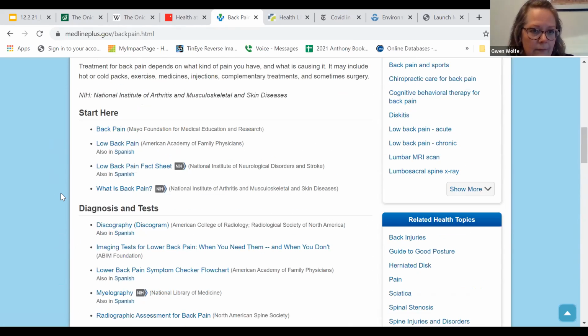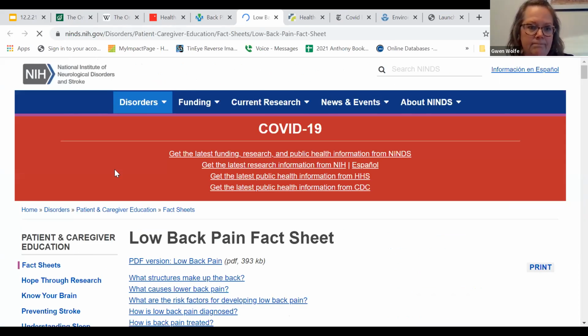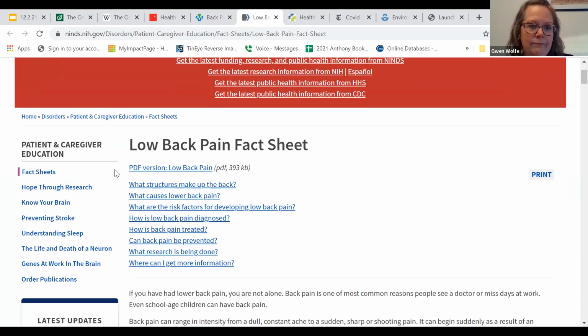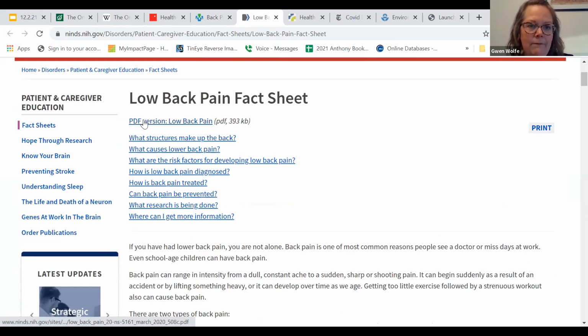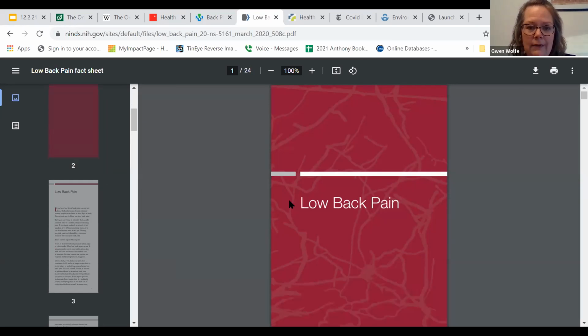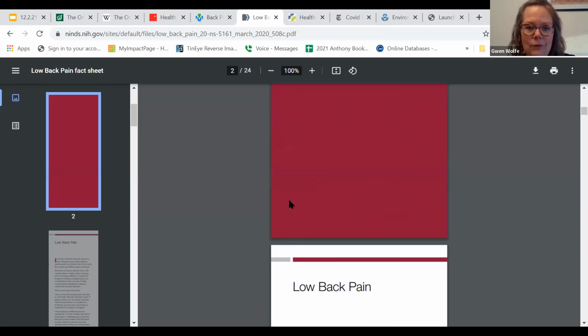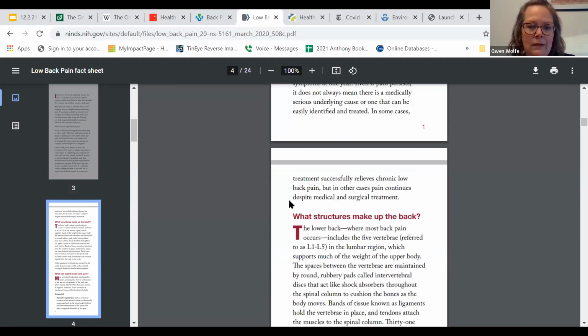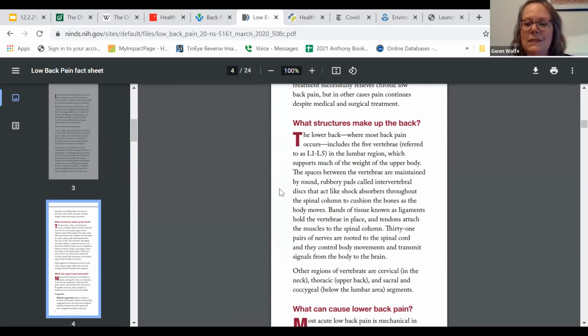So let's take a look at one of these fact sheets, low back pain fact sheet. Okay, there's a PDF version. Okay, so then it's going to link me to some verified low back pain reviews and information to help me understand what it is that I'm experiencing and what's important about that, and maybe how I can prevent it or treat it.